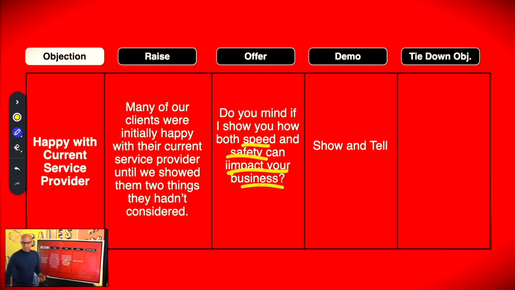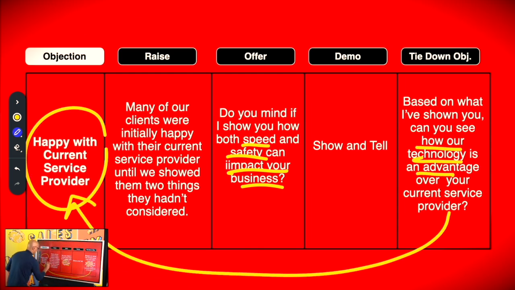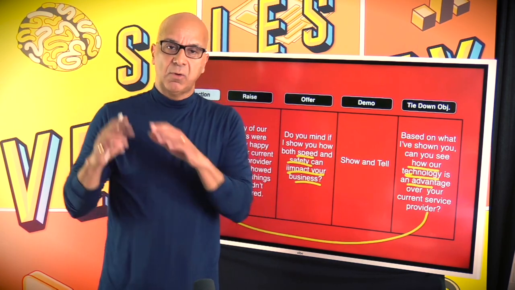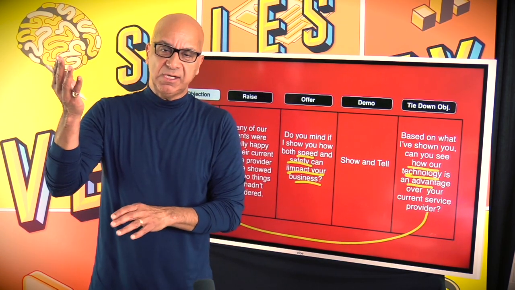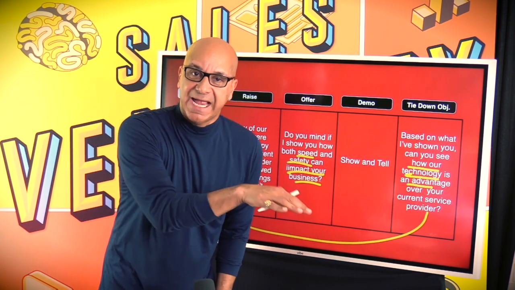And then last but not least, you tie down the objection by saying, can you now see how our technology and advantage can help you basically be as good, if not better, than your current service provider? What have I just done? I've highlighted two objections already. I know that they have in their head. And what you're doing is, as you're raising these objections, you're reducing that perceived effort/risk.